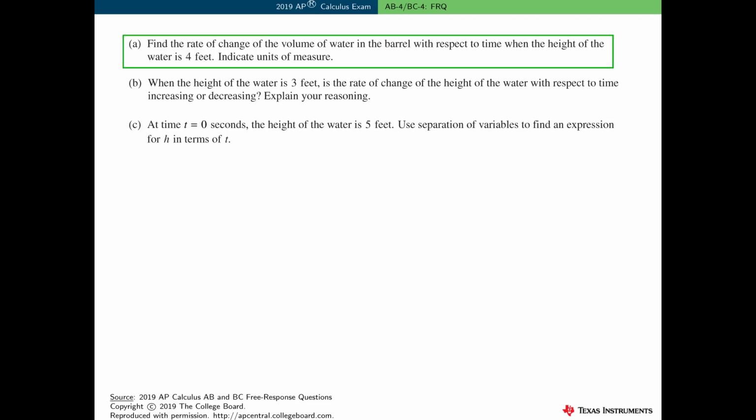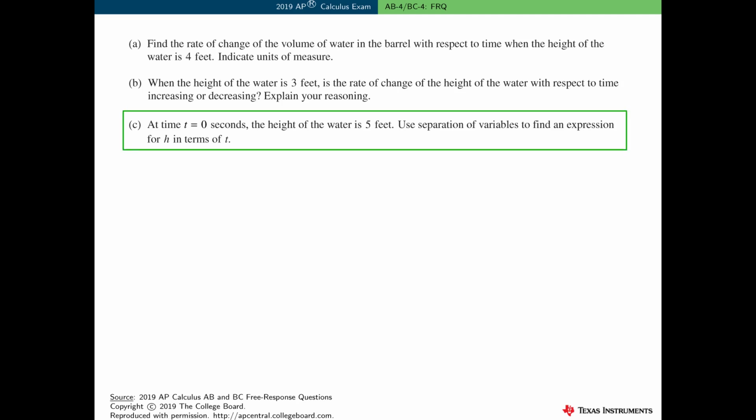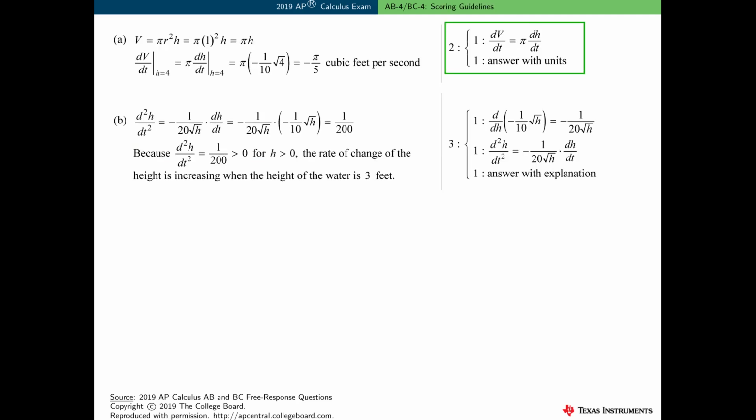In Part A, we need to find the rate of change of the volume of water in the barrel with respect to time when the height of the water is 4 feet. In Part B, we need to determine whether the rate of change of height of the water with respect to time is increasing or decreasing when the height of the water is 3 feet. And in Part C, we're given an initial condition, and we need to solve a differential equation for h in terms of t.